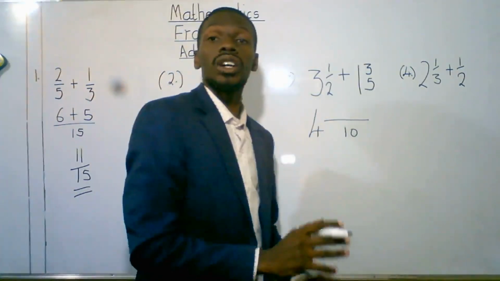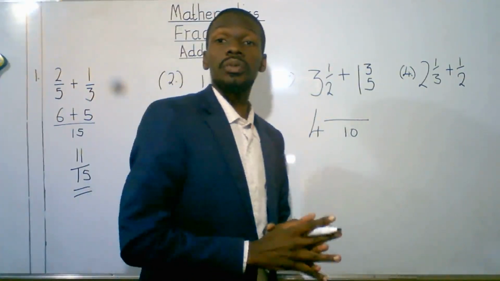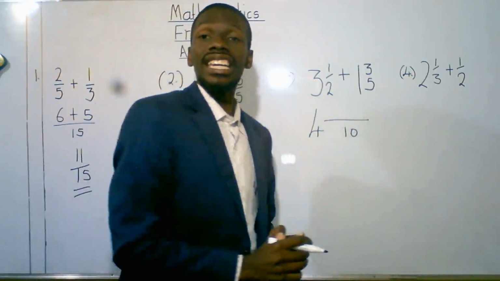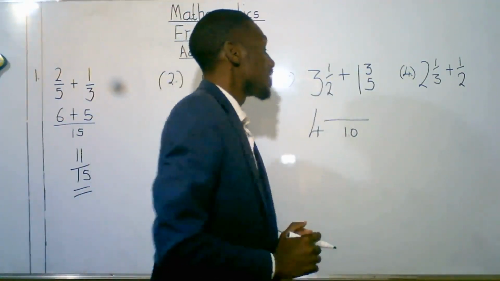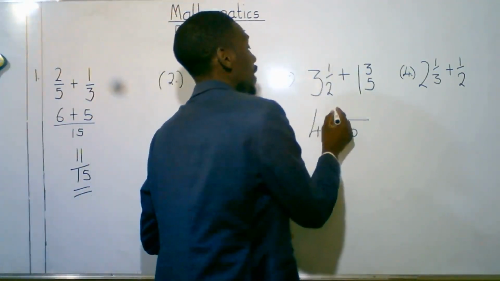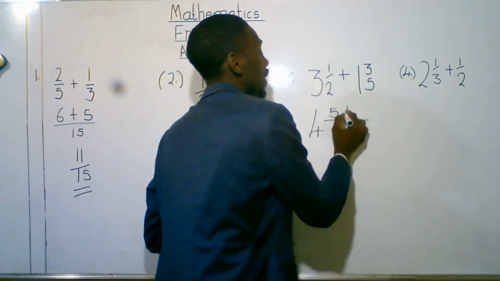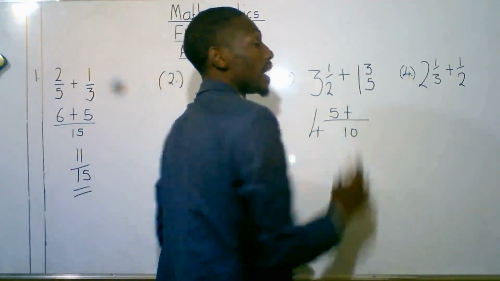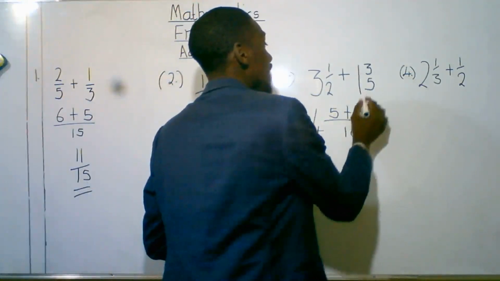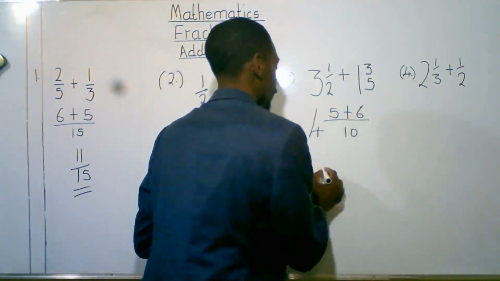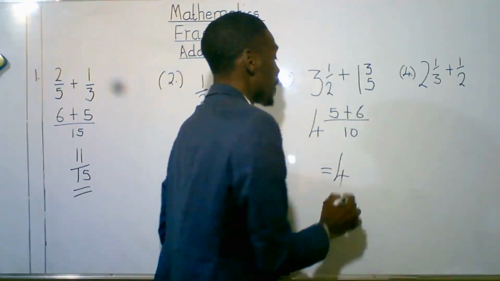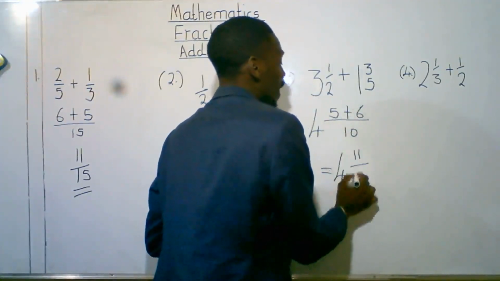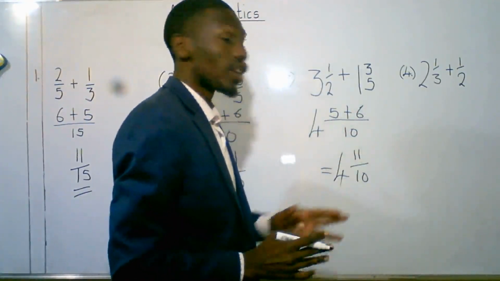2 can go into 10 without leaving a remainder, and 5 can go into 10 without leaving a remainder. 2 into 10 is 5. 5 multiplied by 1 is 5. We bring down the addition sign. 5 into 10 is 2. 2 multiplied by 3 is 6. So 5 plus 6 is 11 over 10. This fraction is improper.